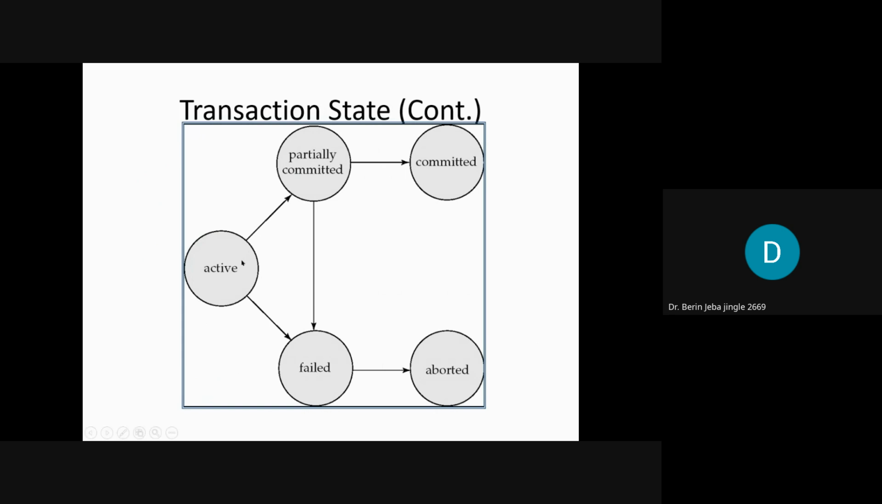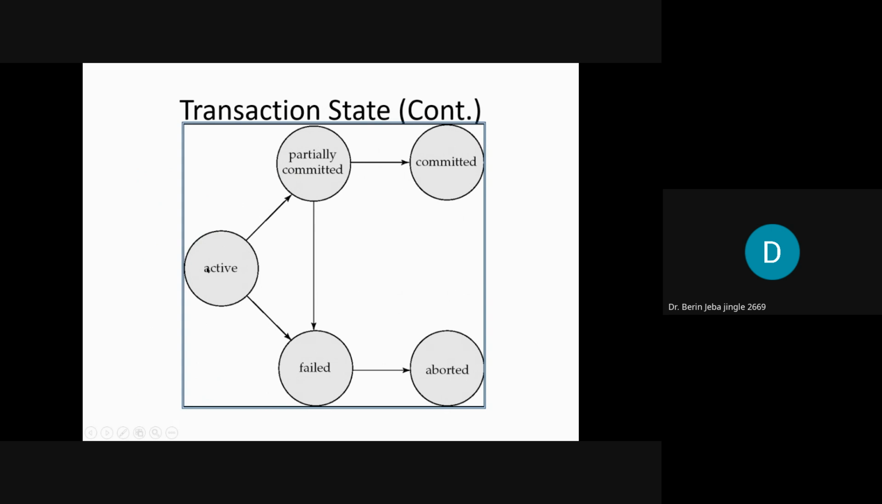So the active state, then the partially committed state. From the partially committed state, it can lead to failure also. Even the active state can go to the failed state. After the partially committed state, if the transaction has completed successfully, that is called the committed state. If failure occurs, what do we do? It will be aborted, with no more extending of that transaction. So these are the transaction states.